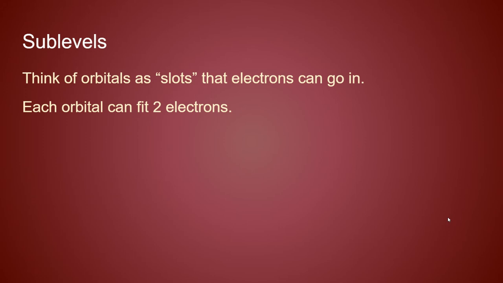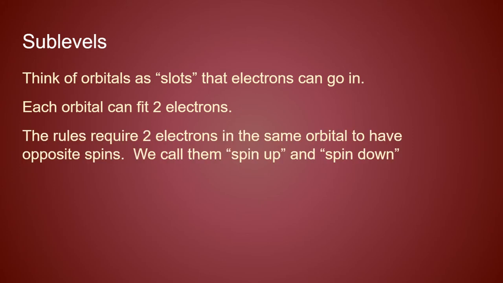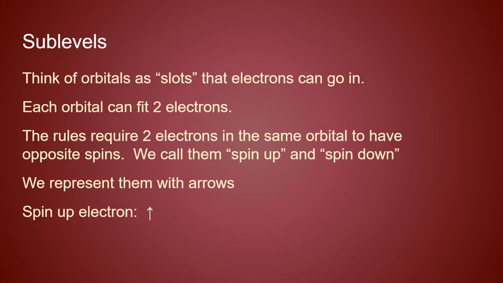Think of orbitals as slots that electrons can go in. Each orbital can fit 2 electrons. The rules require 2 electrons in the same orbital to have opposite spins. We call them spin up and spin down. We represent them with arrows. Spin up electron is an up arrow. Spin down electron is a down arrow.